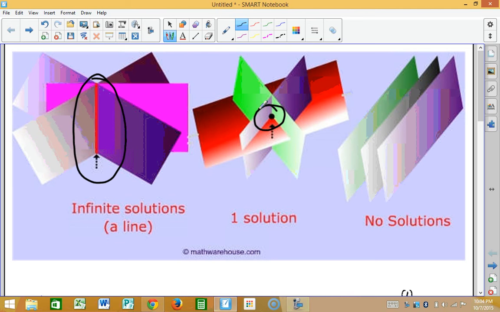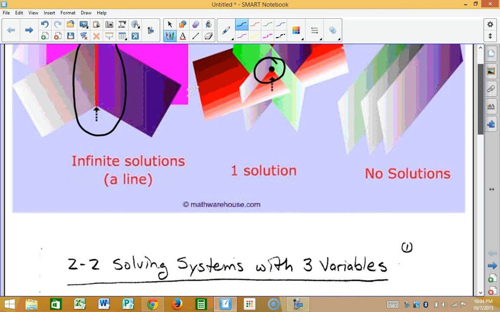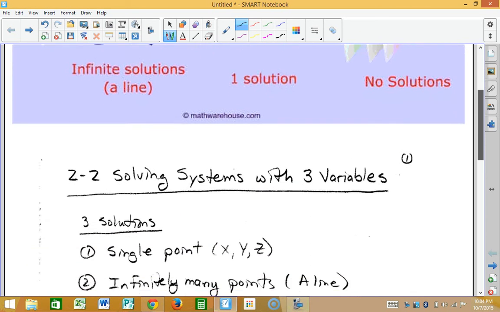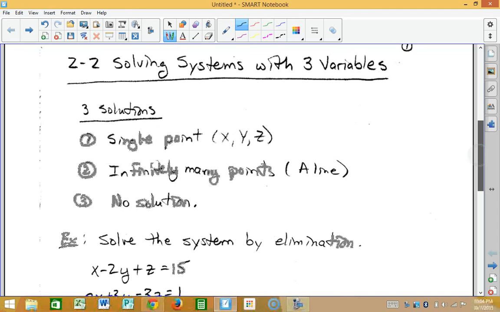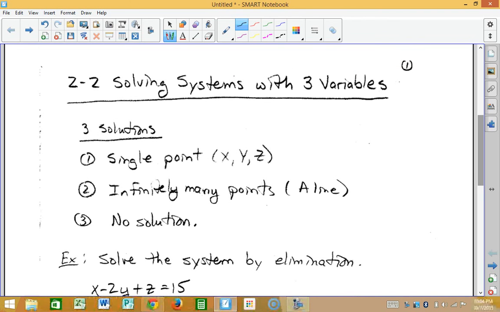So this is a nice little start to talk about what happens when you are solving systems with three variables. So as you can see there, three different solutions, a single point, which is the one that we're going to be focusing on. But you do need to know that you could get a single line, which would be infinitely many points or infinitely many solutions, and you could get no solution. But the problem we're going to look at here should end up with a single point.